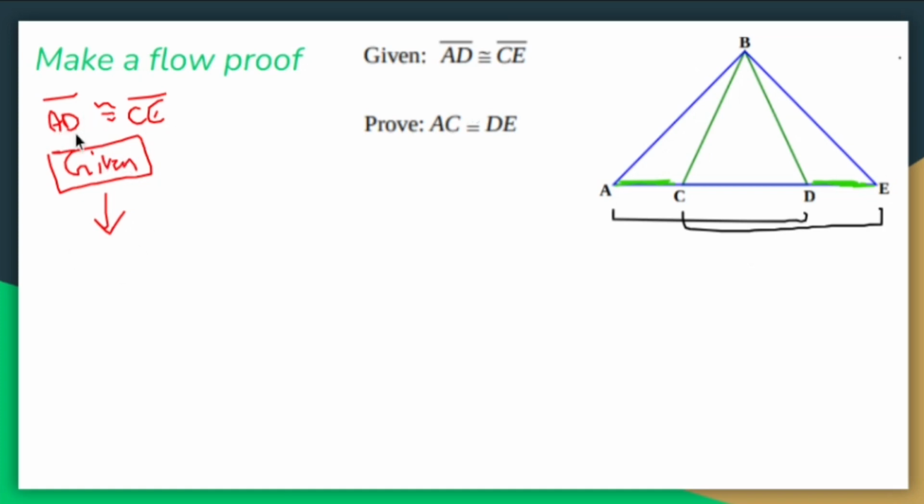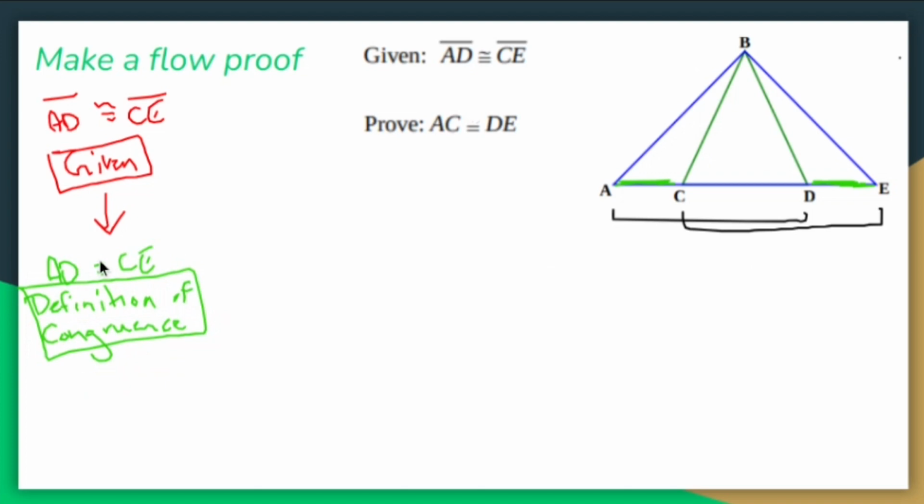All right. It looks like to me that I'm starting out with a segment congruent to a segment, a distance equal to a distance. They probably want us to make things look like that. So I'll switch this up and make it AD is equal to CE and blame that on the definition of congruence. It's proper to do as many steps as you can, even if it looks sloppy.